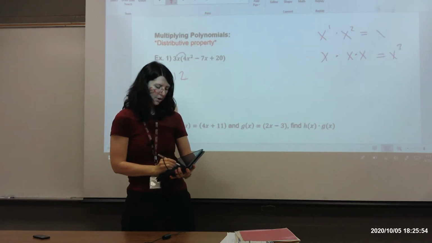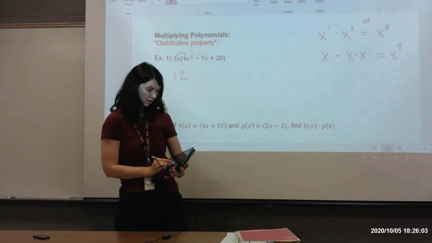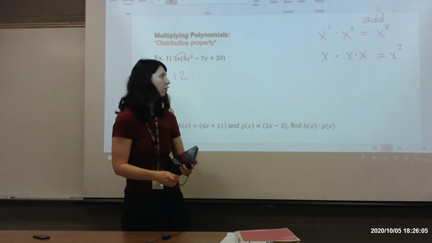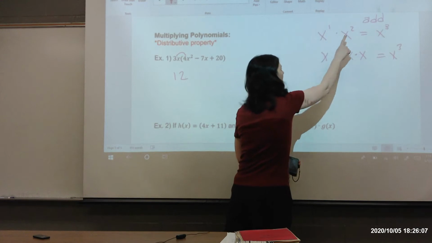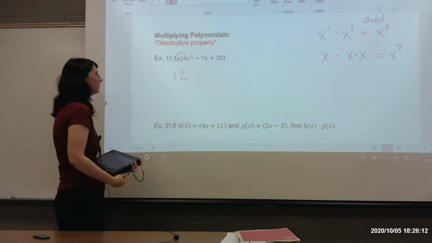So when you are multiplying the base here, sorry, that's supposed to be a 3. When I'm multiplying the base here, I'm actually adding my exponents. I'm adding my exponents together because that's how many x's are being multiplied. So that becomes a 12x to the 3rd.